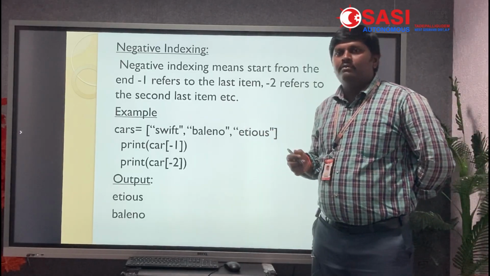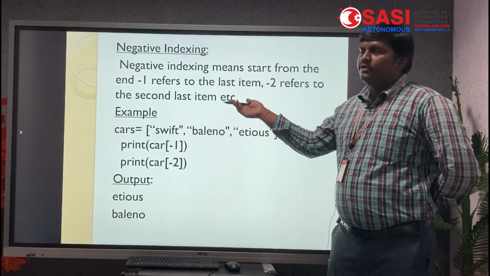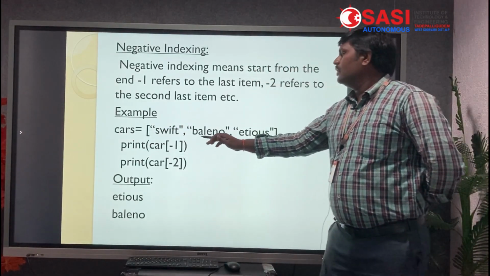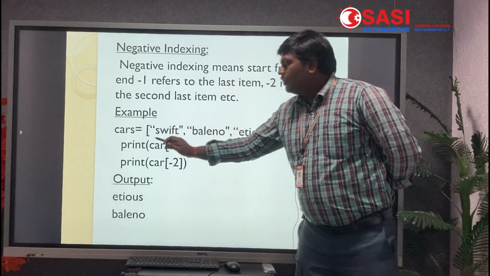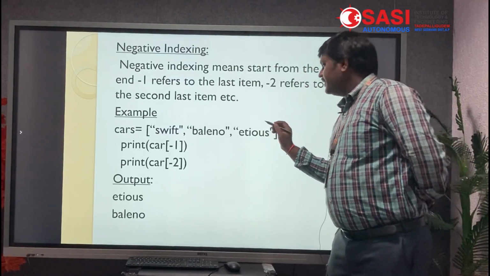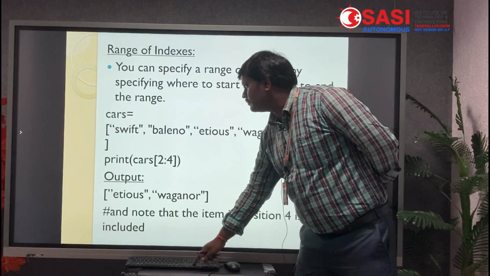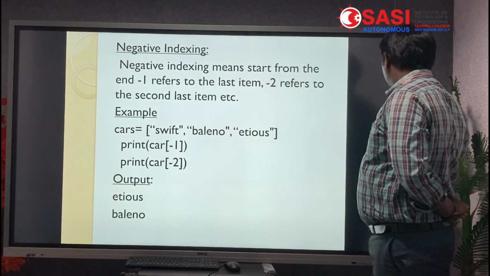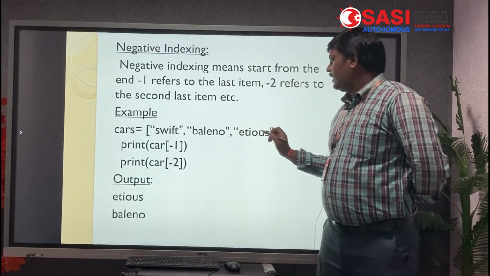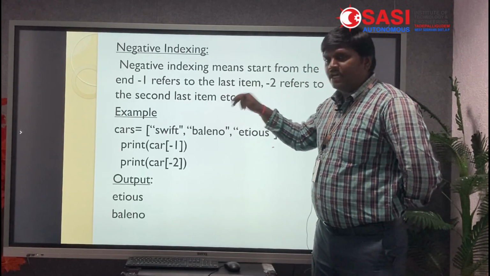How to declare negative values? Similarly to how we declare positive values, negative indexing is also declared this way. Here cars equals a list of items. Print cars of -1. Okay, -1 represents the last element, and -2 represents the second last element.